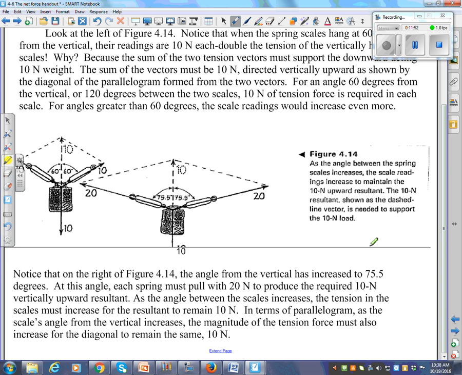Notice that on the right, the angle from the vertical is increased to 75.5 degrees. At this angle, each spring must pull with 20 newtons to produce the required 10 newtons vertically upward result. As the angle between the scales increases, the tension in the scales must increase for the resultant to remain 10. In terms of the parallelogram, as the scales' angle from the vertical increases, the magnitude of the tension force must also increase for the diagonal to remain the same.